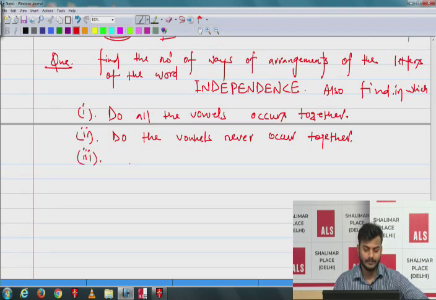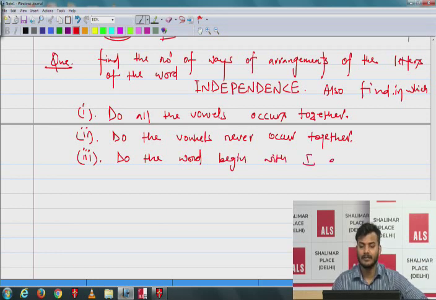Third is, do the words begin with I and end in P. No, it's not. There is no 2P. Ends in P.